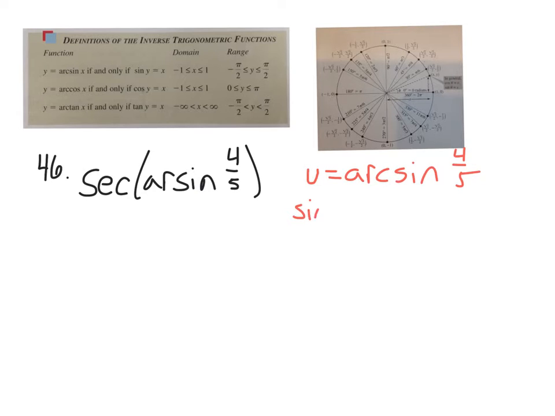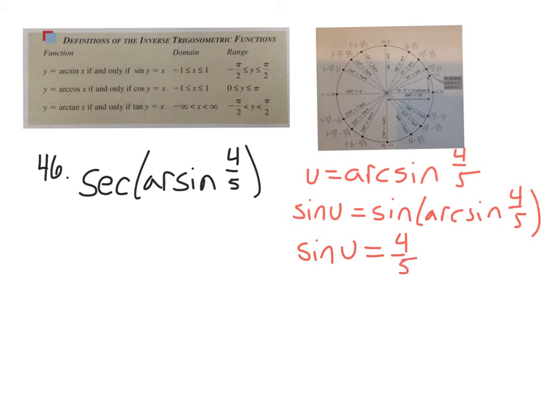sine of u equals sine of arc sine of 4 over 5. And then, if you remember from the other video, again, these are inverse operations in a way. And so they kind of cancel themselves out, and we're left with sine of u equals 4 over 5.